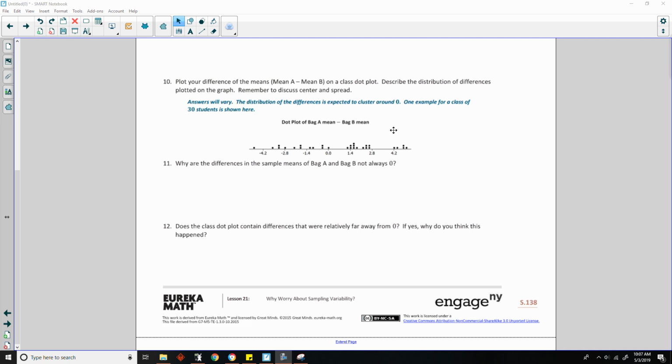I cut myself off there. I'll bring in a sample. Here's the sample. Sample answers will vary. The distribution of the difference is expected to cluster around 0. One example for a class of 30 students is shown here.